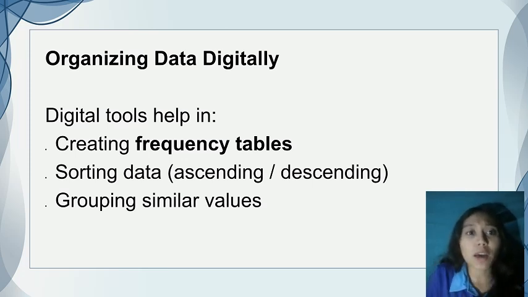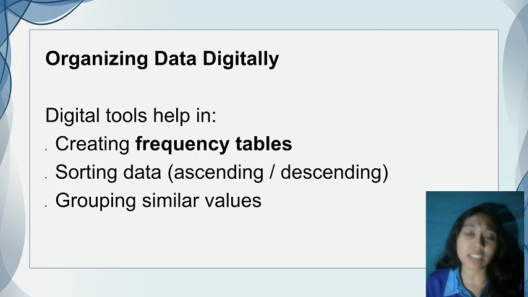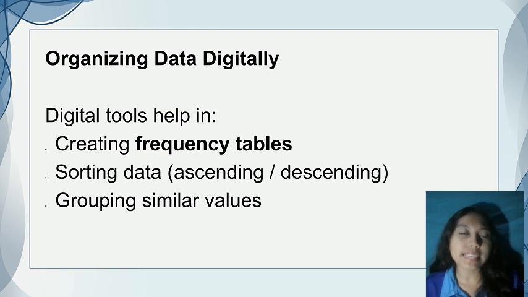Digital tools help in creating frequency tables showing how often each value appears, and sorting data in ascending or descending order, as well as grouping similar values. For example, you can use a spreadsheet to sort a list of students' test scores from highest to lowest, or to create a table showing how many students scored in each grade, like A, B, C, and so on.